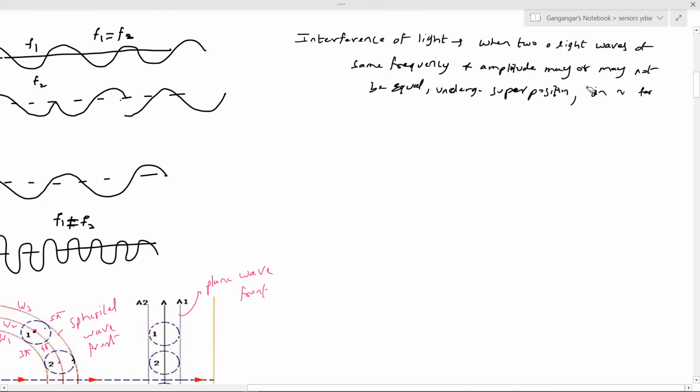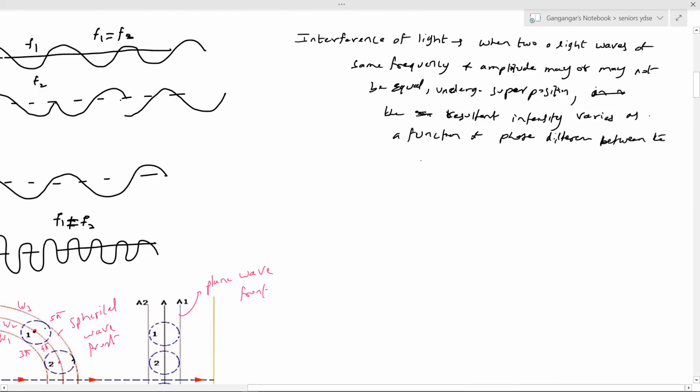The resultant intensity varies as a function of phase difference between the rays. Okay, this is about the basic interference.